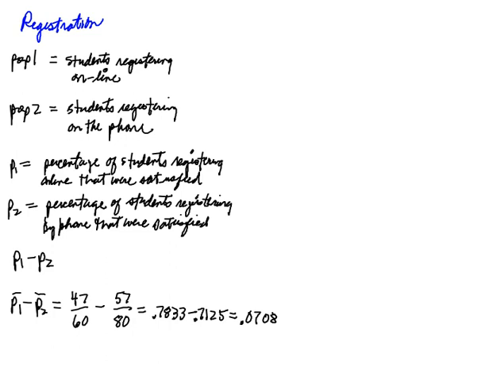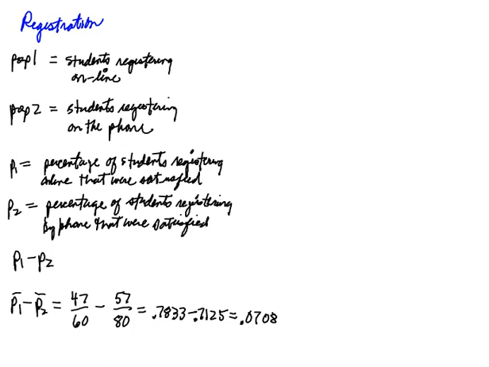Of those who registered online, 47 reported that they were satisfied with the registration process. Of those who registered by phone, 57 reported that they were satisfied. Based on these data, is it reasonable to conclude that the proportion who are satisfied is higher for those who register online? Test the appropriate hypotheses using alpha equal to 0.05.